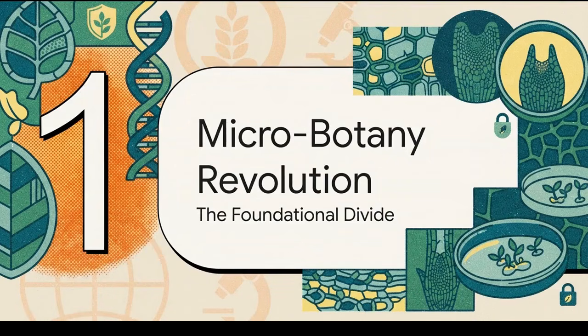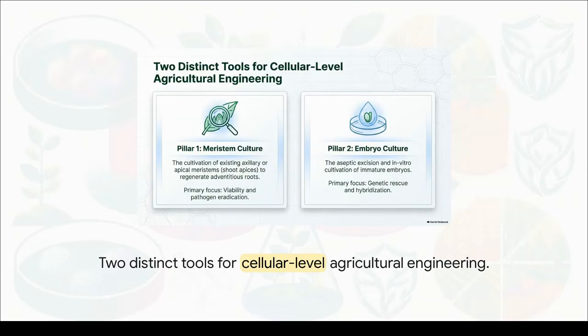Section 1. The microbotany revolution. The foundational divide. When we're talking about cellular-level agricultural engineering, we're really looking at two main pillars. Pillar 1 is Meristem culture, where the primary focus is long-term viability and pathogen eradication. Pillar 2 is embryo culture, where we shift our focus entirely over to genetic rescue and hybridization.